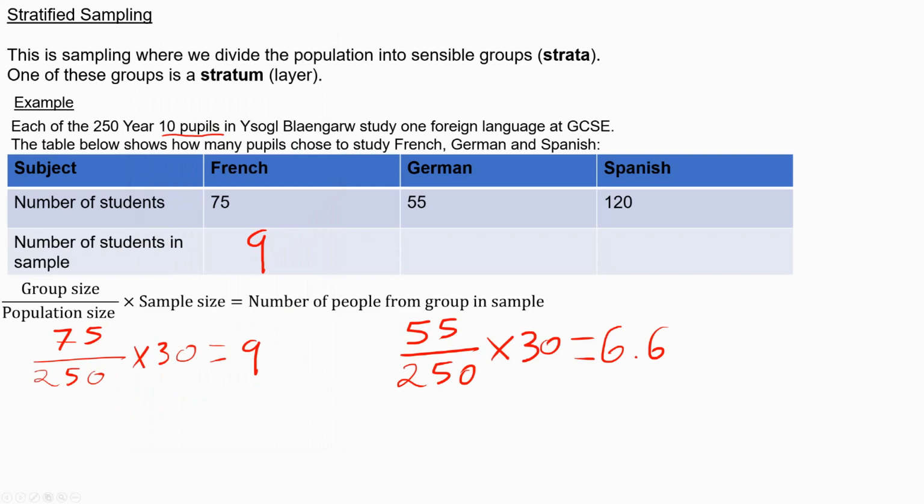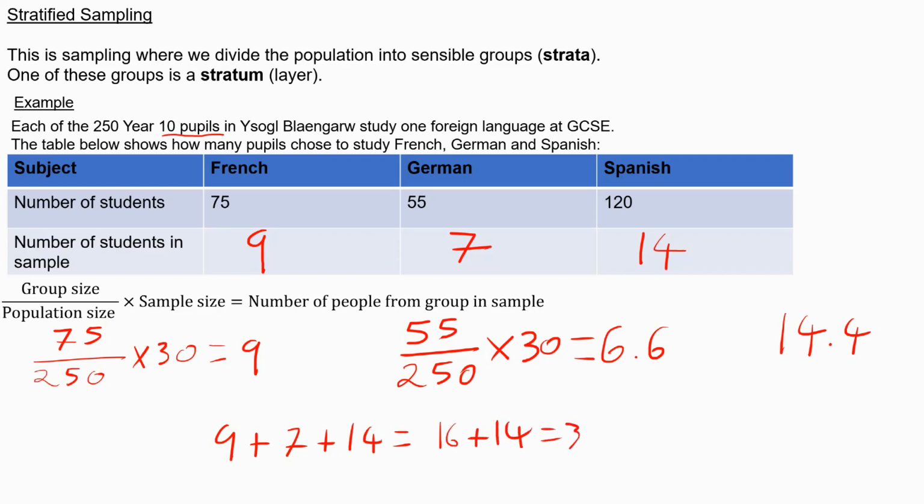me 14.4. The decimals I'm going to deal with by rounding. So 6.6, logically you'd round up to 7, 14.4, logically you'd round down to 14. But I need to check that I actually have 30 people in the sample. 9 plus 7 plus 14 is going to be 16 plus 14, which is 30. So because I have 30 people in the sample, I'm going to leave 9, 7 and 14 as my final answer.